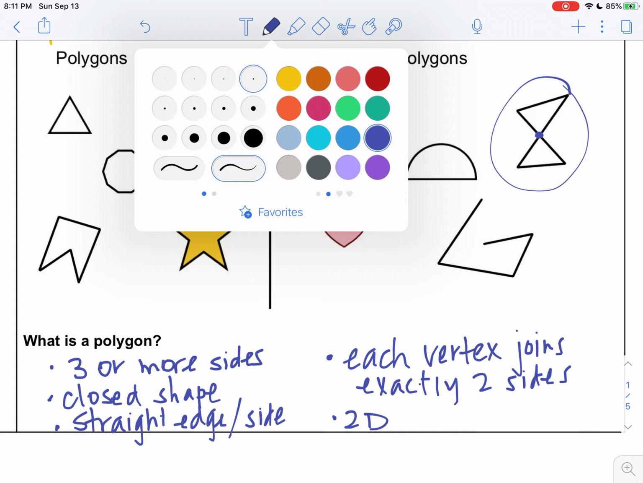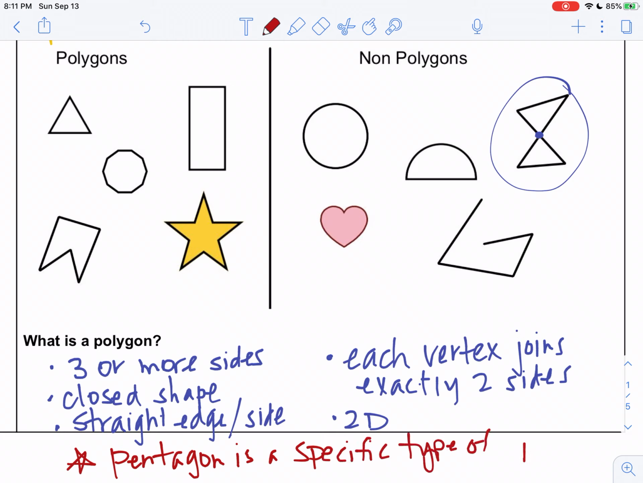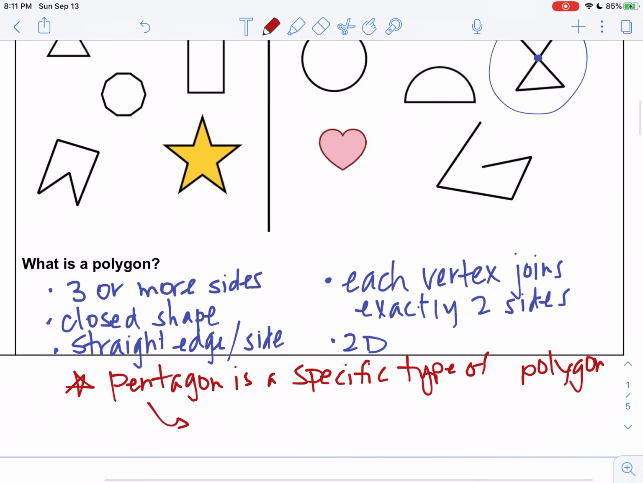One of the things that people oftentimes get confused about is the difference between a pentagon and a polygon. A pentagon is a specific type of polygon. And in fact, it's a polygon that has 5 sides.